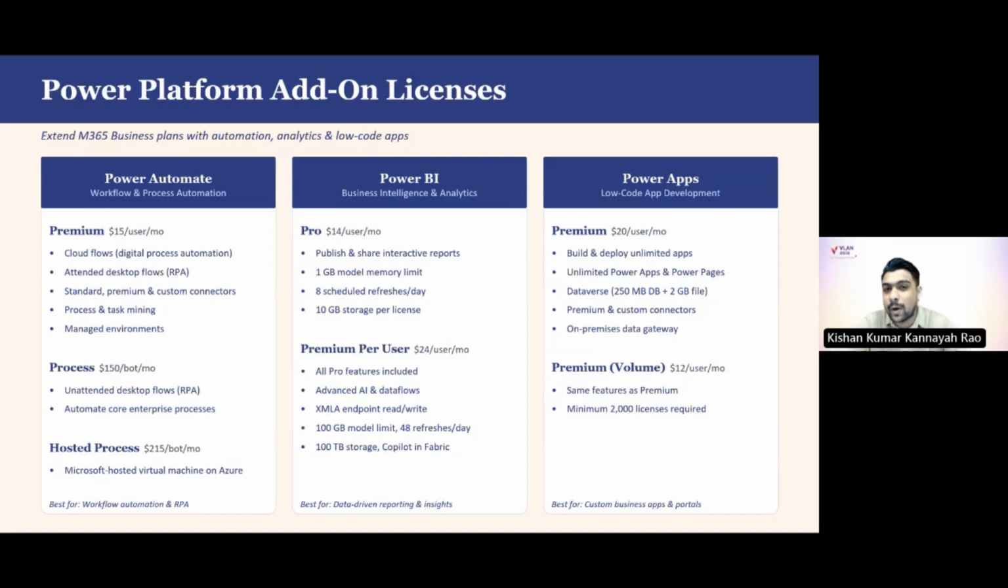On basic Power BI, you can create the web version of dashboard reporting. But when it comes to Pro, that's when you can actually pull data from another place and show it up in your own Power BI platform dashboard, right? On the reporting part, you get a 1 GB model memory limit, and 8 scheduled refreshes per day. And then you get 10 GB storage per license. It depends on how many licenses you purchase; each license will contribute 10 GB of storage.